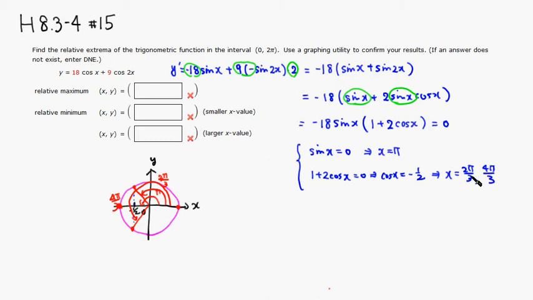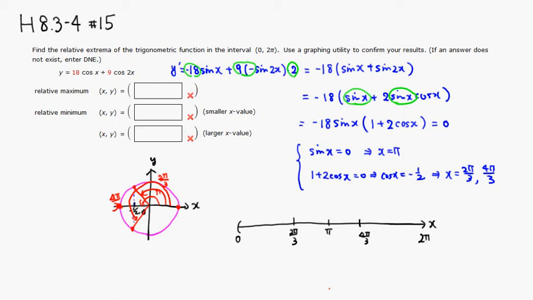Then we're going to do a number line here to determine if we have a local max or local min. Actually it's between 0 and 2 pi. We have tick marks for pi, so that's right in the middle. And 2 pi over 3 is before pi, and after pi is 4 pi over 3.